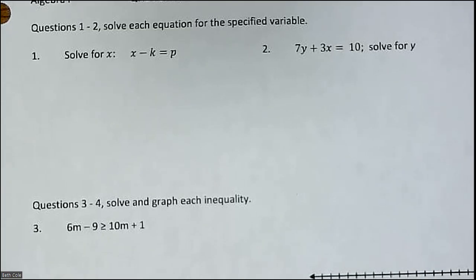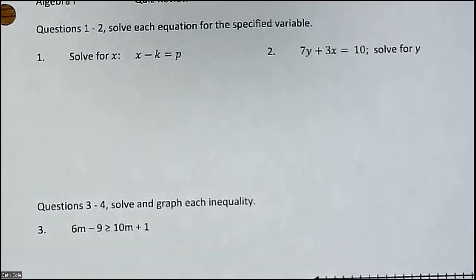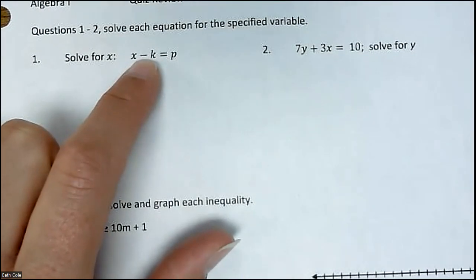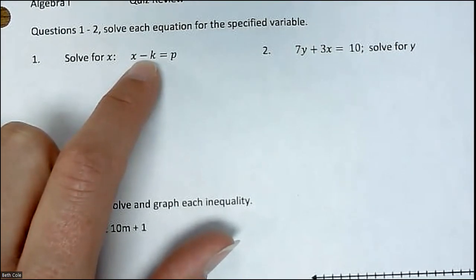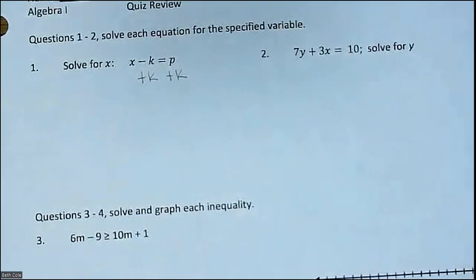All right, so 1 and 2 are our literal equations. You're just getting the letter that it says by itself. So this one says solve for x. Remember, whatever it says to do, you're going to do the opposite. Do you see how this says subtract? That means you are going to do addition. Good. So you're going to do plus k, plus k. Whatever it says, you do the opposite.